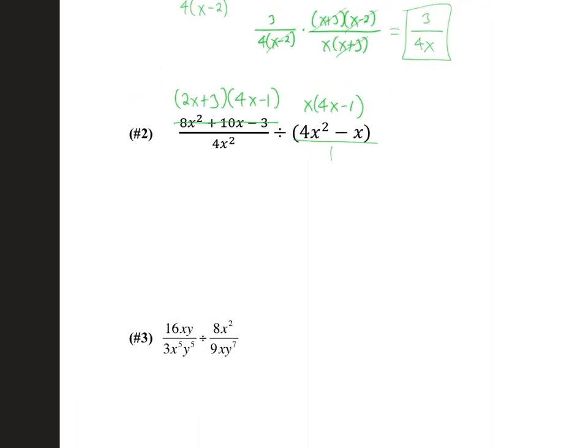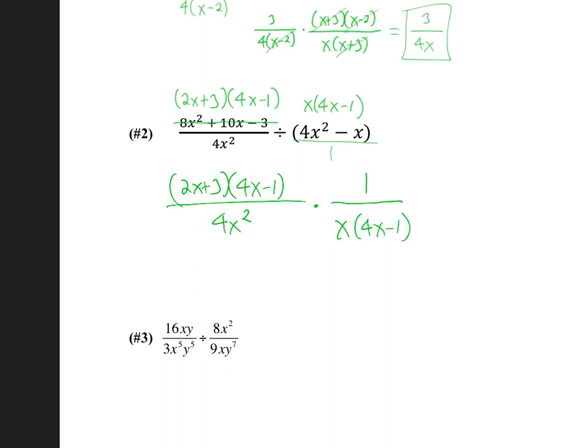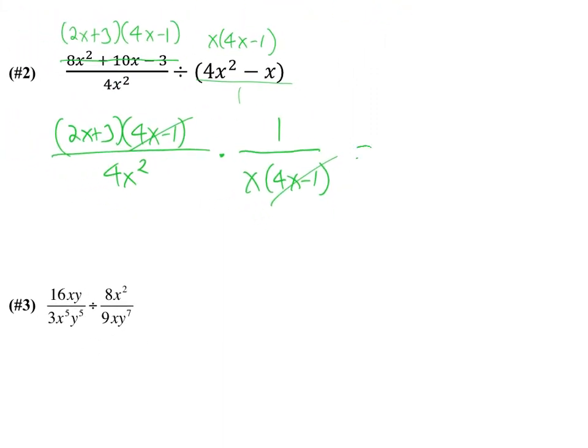All right, so let's rewrite this now. Now we have 2x plus 3 times 4x minus 1 over 4x squared times, change, flip. On the bottom, we're going to put 1 on top over x times 4x minus 1. All right, anything going to cancel here? Yep, the 4x minus 1s are going to cancel. Multiply straight across, and we're going to get 2x plus 3 on top over 4x to the third. And there's our answer.